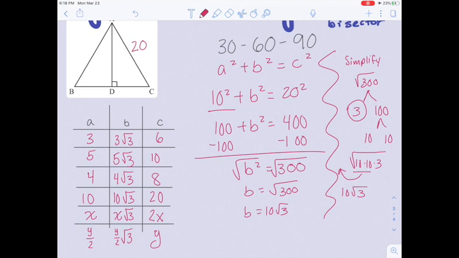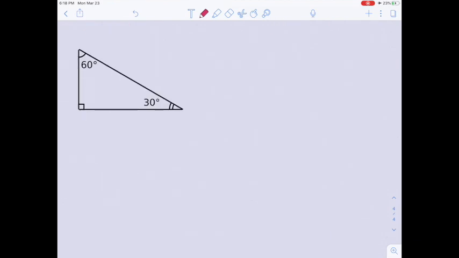All right, now let's just wrap that up really quick. We have a 30-60-90 triangle. We always name the smallest side A, opposite the smallest angle. The medium side is opposite the medium angle, so this is B. The biggest side is opposite the biggest angle, so this is C. In a 30-60-90 triangle, if the smallest side has a given value of x, the biggest side is double that value, and the medium side is the smallest side times radical 3.